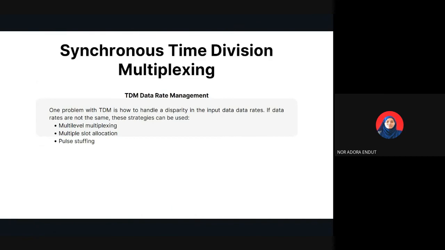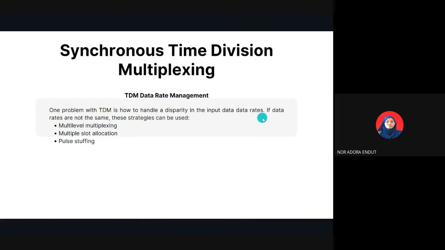Okay, so like I said, so far problems yang kamu tengok selalunya data sources dia gunakan data rate yang sama, tetapi dalam real situation tak semestinya individual sources tu mempunyai data rate yang sama. Okay, so ni masalah dalam synchronous time division multiplexing. Okay, how to handle a disparity in the input data rates. Okay, disparity maksudnya kalau dia bukan gandaan yang sama.